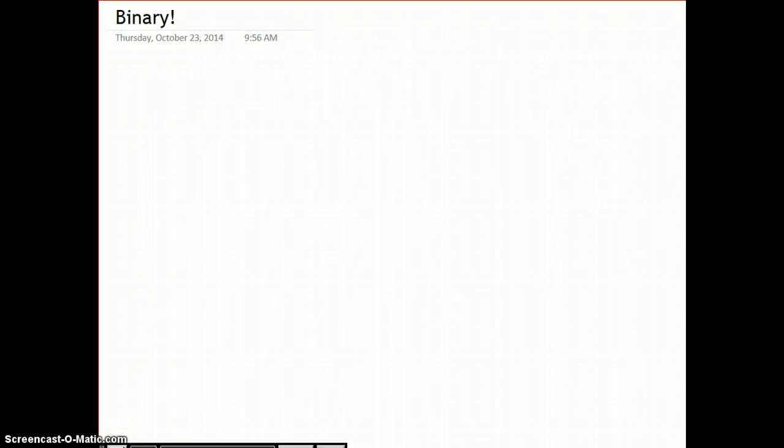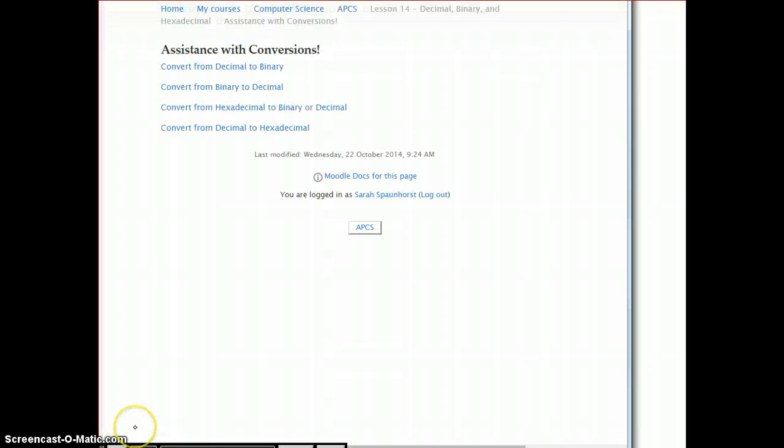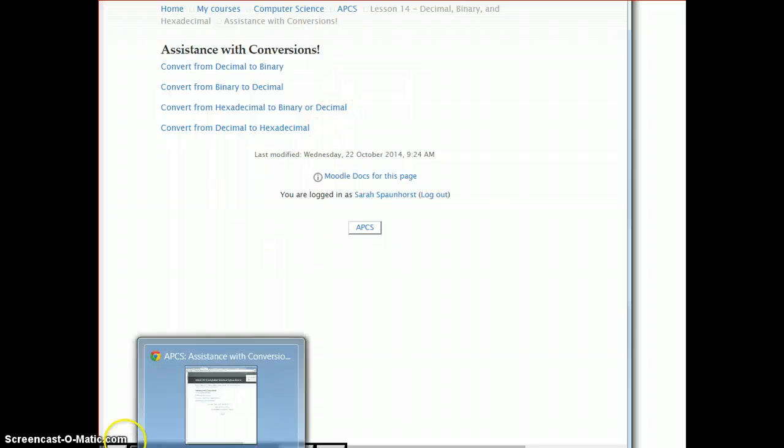Alright guys, so today we're going to be doing one of my very favorite things, which is writing in binary. Woohoo! If you get stuck, there's something in Moodle for you. It's called Assistance with Conversions. The two that we're focusing on today are converting from decimal to binary and converting from binary to decimal. So this is part 1. Part 2 will be the later ones.